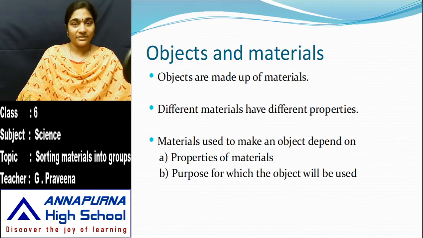Imagine that if the same tumbler is made out of cotton cloth, when you add a mug of water to that, does it retain the water? It doesn't, right? So the preparation of the object is based on the property of the material, that it has to serve the purpose. So the properties of material and also the purpose for which the object will be used.